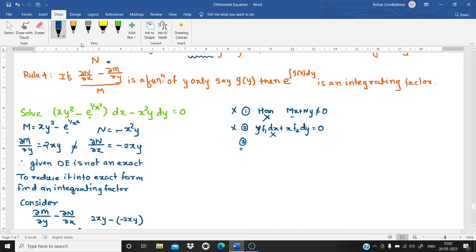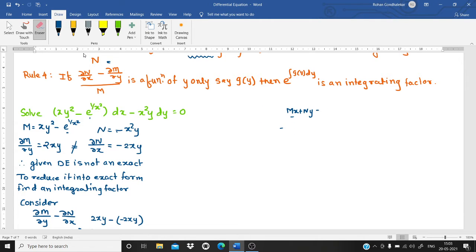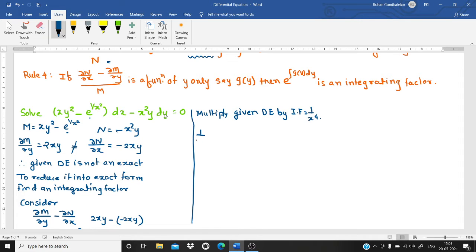Fine. So multiply the given differential equation by the integrating factor 1 upon x raised to 4. So we get 1 upon x raised to 4 into (xy square minus e raised to 1 upon x square) dx minus 1 upon x raised to 4 into x square y dy equals 0.